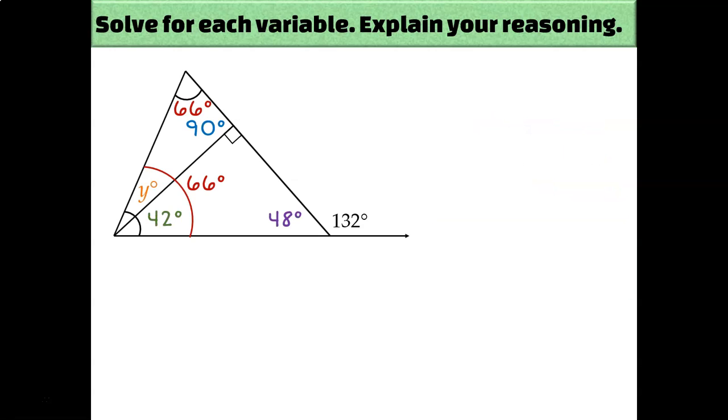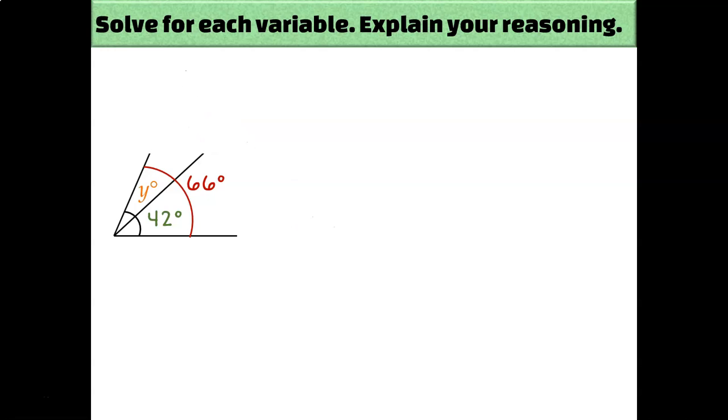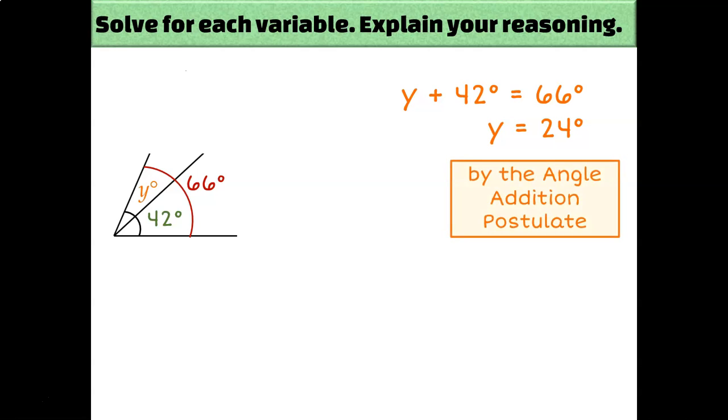Well, we've still got one variable left to solve for. How am I going to figure out the measure of angle y? Well, it doesn't really require the use of triangles whatsoever. I'm just going to use the angle addition postulate. Since that entire angle measures 66 degrees, and it's made up of a y degree and 42 degree angle measure, I can add y and 42 and set it equal to 66, so y must be 24 degrees. And that's just the angle addition postulate.